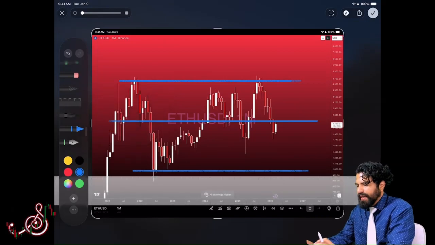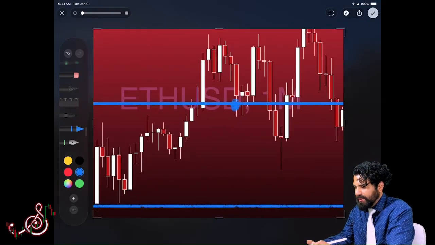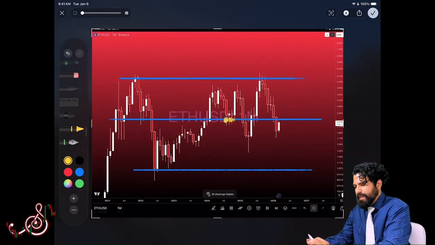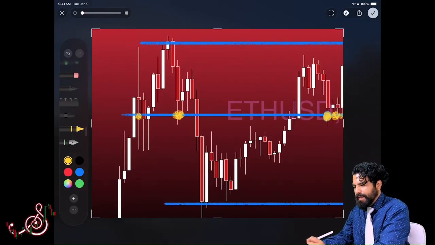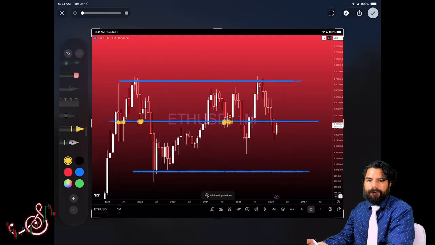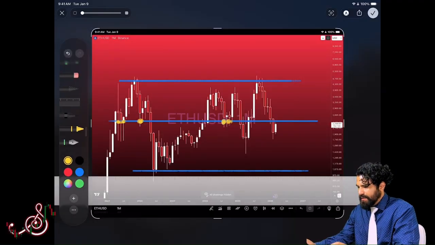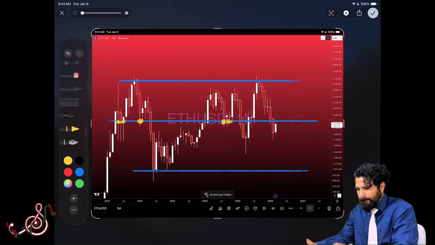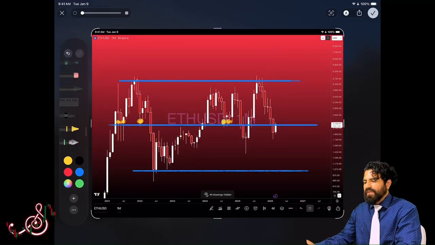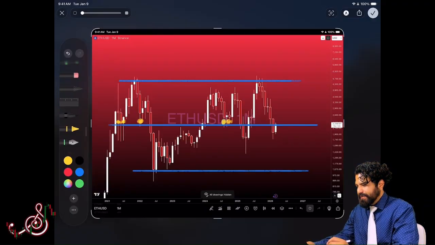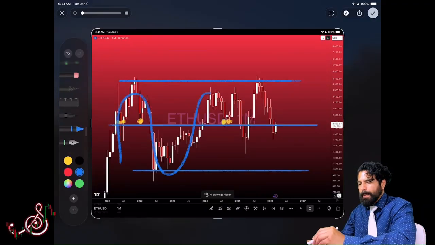In the 50% area, as a range, there is support in the past, and it's very possible this could come down to here. It's very possible that what we're actually looking at is a much larger oscillation.